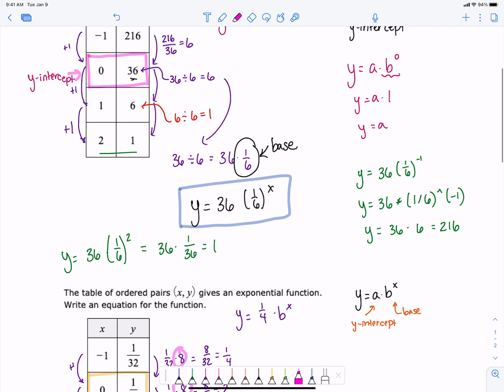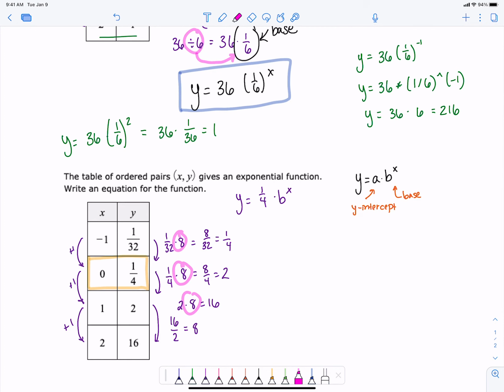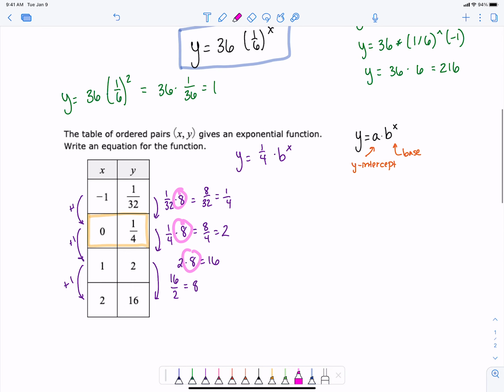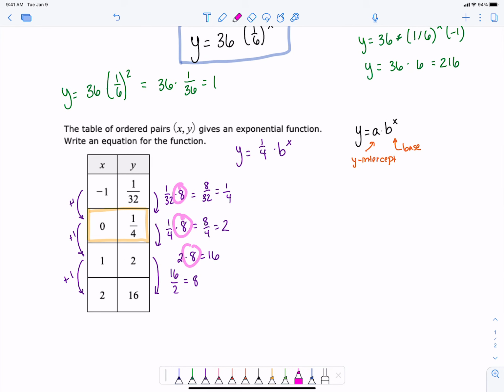Up here it was dividing, but we had to write it as multiplication to figure out what our base is. That's what we want to do with an exponential function. What's happening is your y values each time are getting multiplied by that base. So that's why we try to figure out that multiplication, either with division as we did up here, or here where we also divided. We were trying to figure out what we were multiplying by each time. And so our overall equation is y is equal to 1/4 times 8 to the x.